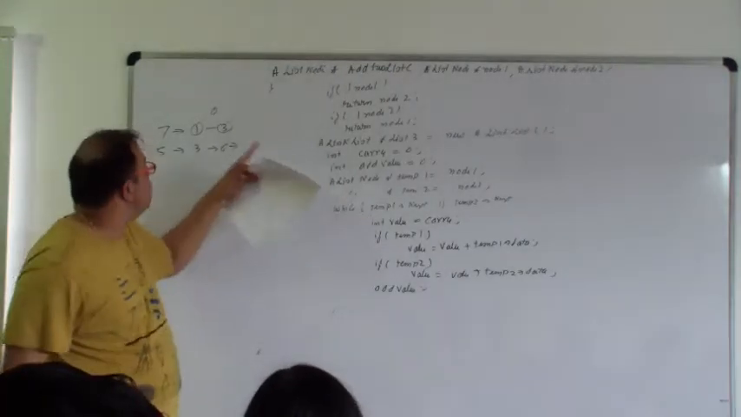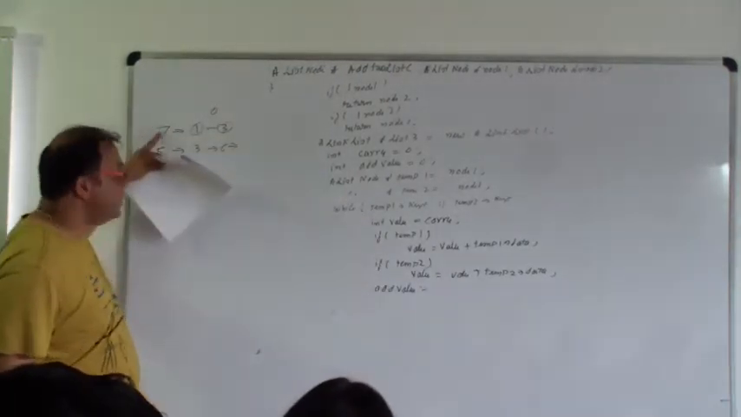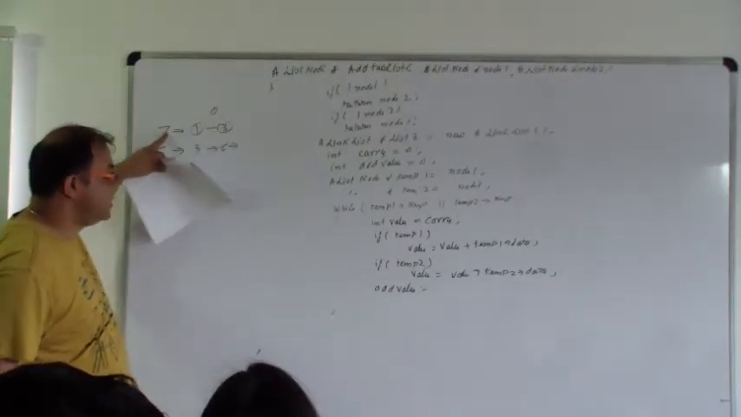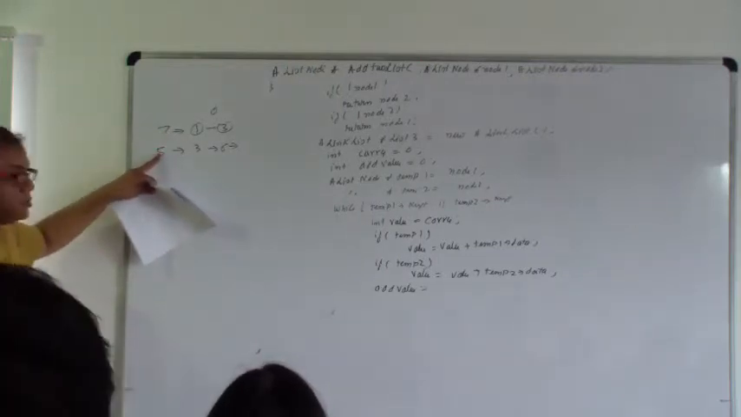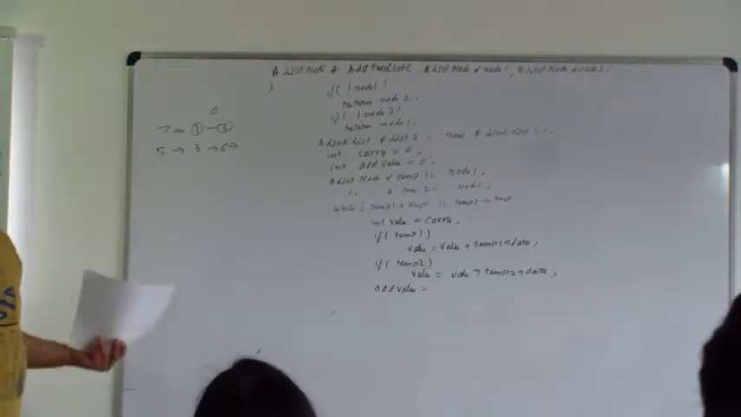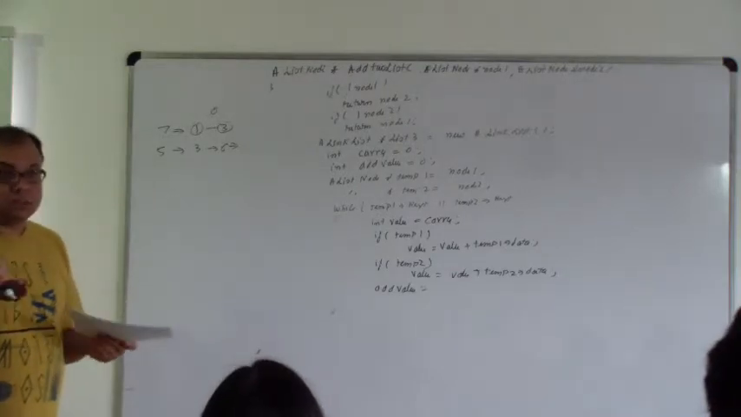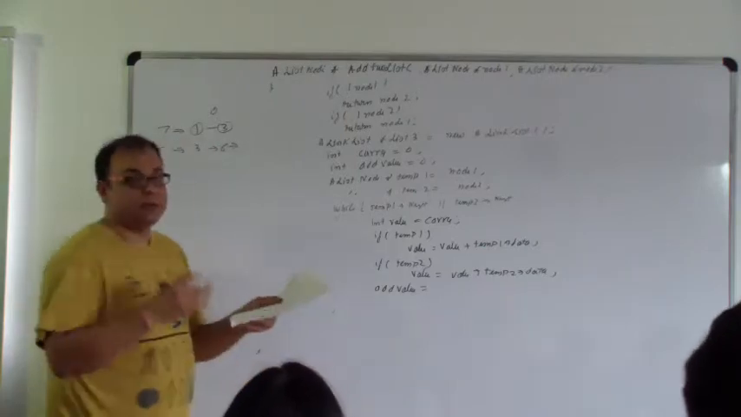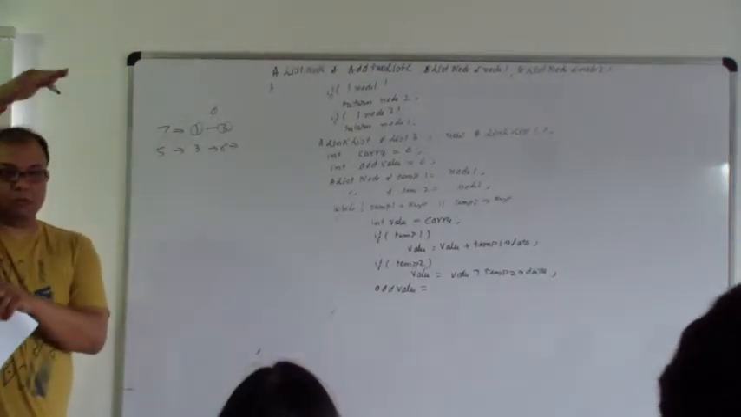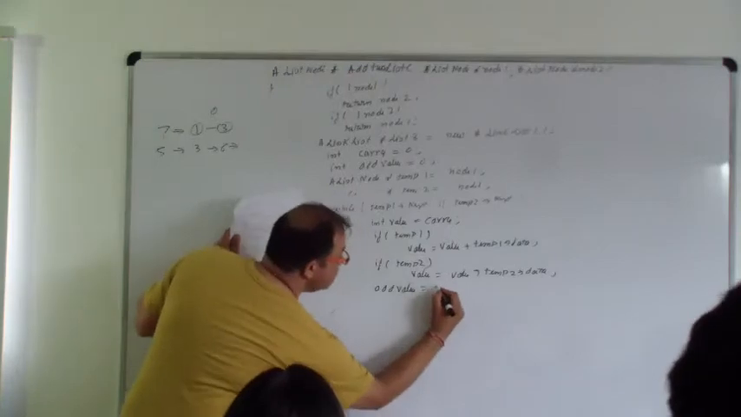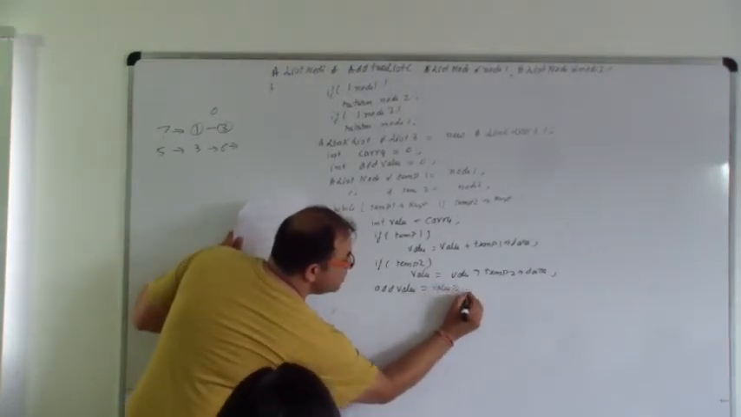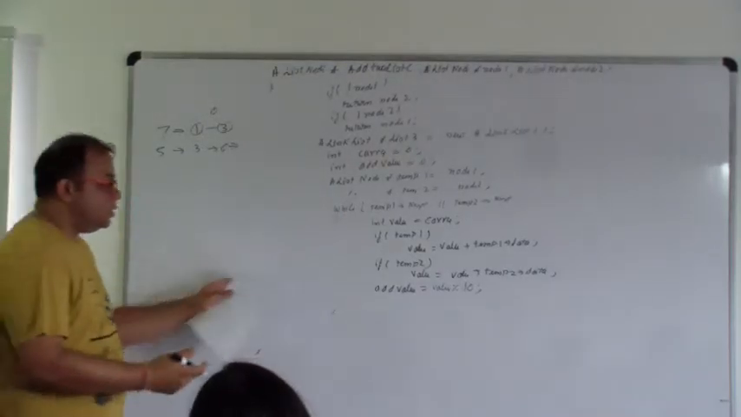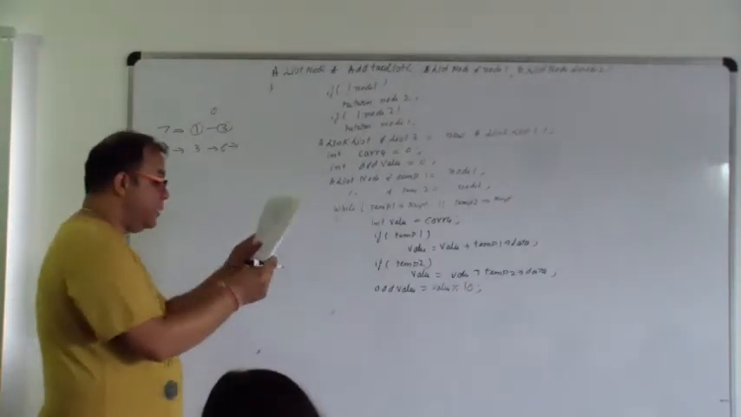So value is equal to carry. Carry was 0, temp 1 exists, value is equal to 0 plus 7, and temp 2 also exists, so 0 plus 7 plus 5, which means that right now the value is 7 plus 5, 12, right? In that case there will be a 1 carryover, right? So we will say add value is equal to value percentage 10, so we will get 2, that is the add value.